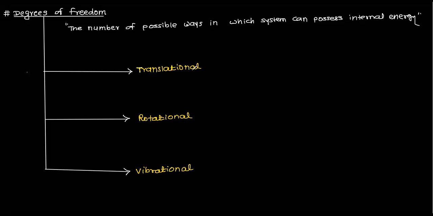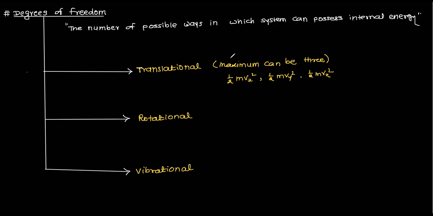Translation means the motion along the x, y, and z axes, so the maximum can be 3. That is half m vx square, half m vy square, half m vz square. Okay, this is translational degrees of freedom.